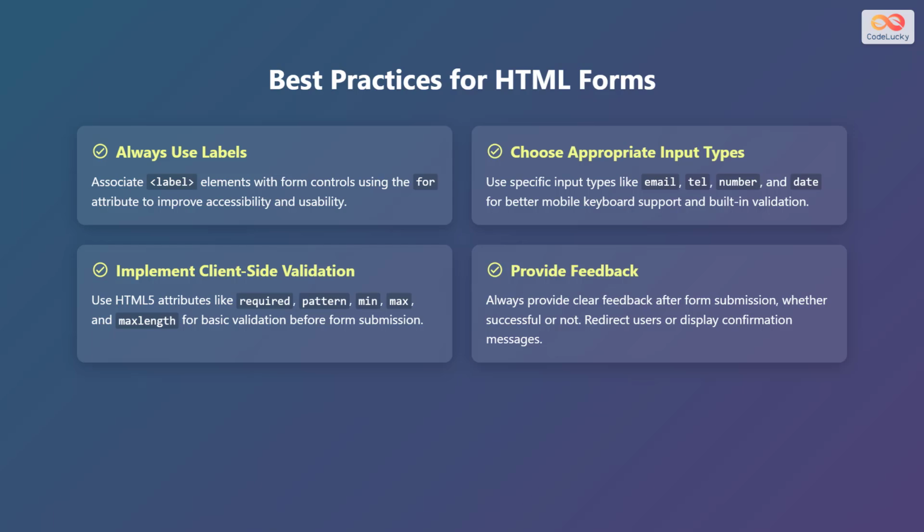Here are some best practices for creating effective HTML forms. Always use labels, associating label elements with form controls using the for attribute to improve accessibility and usability. Choose appropriate input types like email, telephone, number, and date for better mobile keyboard support and built-in validation. Implement client-side validation using HTML5 attributes like required, pattern, min, max, and maxlength for basic validation before form submission. Finally, always provide clear feedback after form submission, whether successful or not, by redirecting users or displaying confirmation messages.